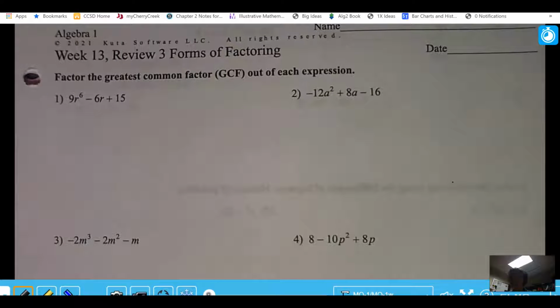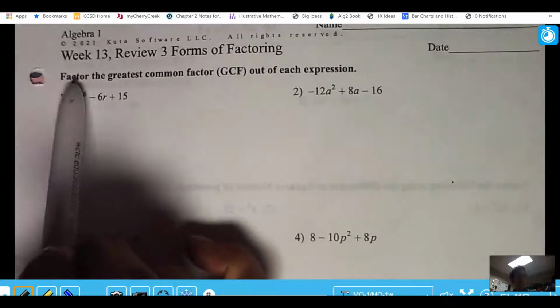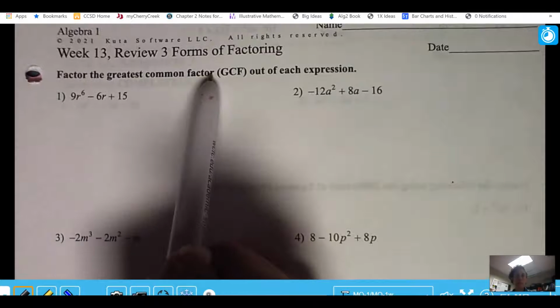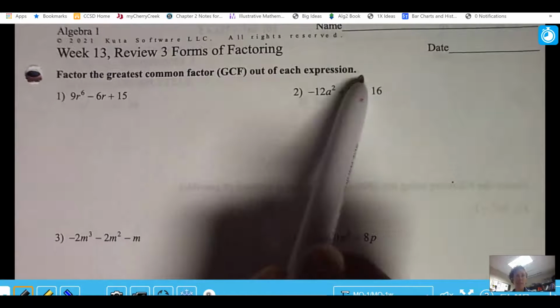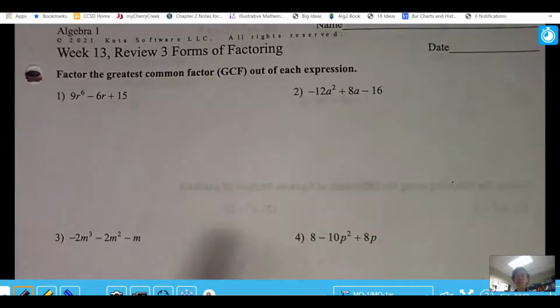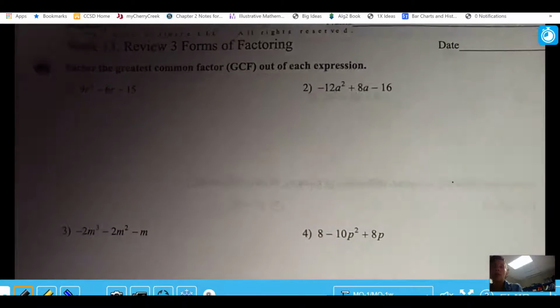So this is kind of putting the three forms together, and what we're going to do is take a quick look and do an example from each section so you can get these started. The most important thing to do, as you're fully remote at home, is to read the directions. So these directions say just factor the greatest common factor, the GCF, out of each expression. That's all you're going to do, and when you're done with that, you're done with the problem.